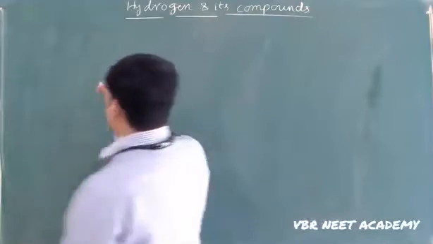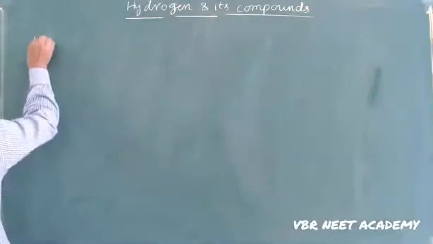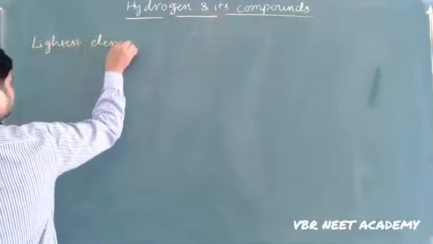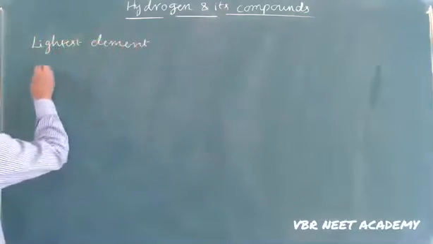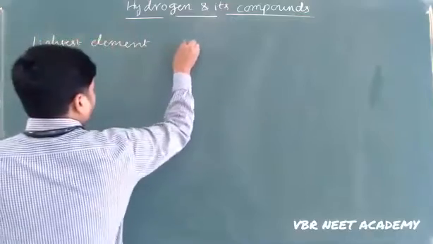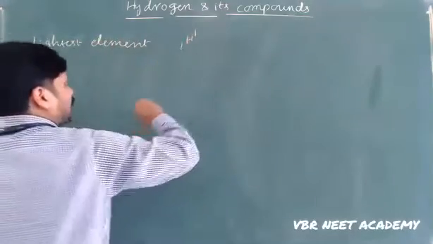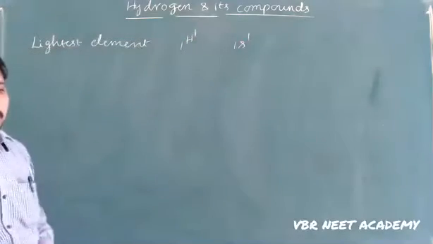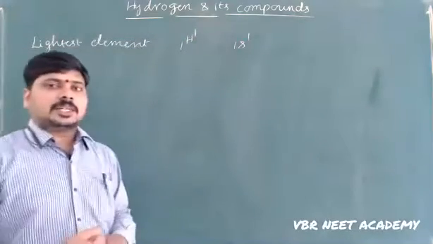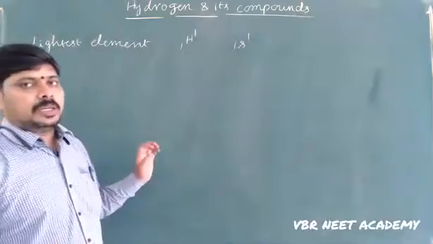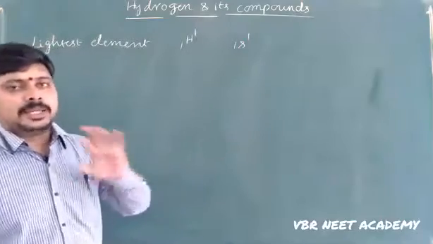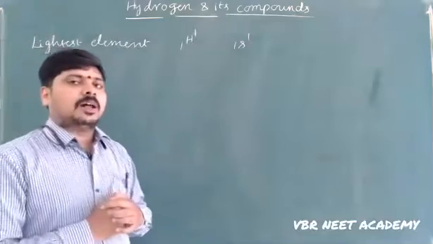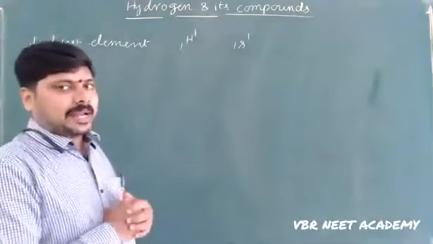So what is it going to be? The lightest element. And if you are taking the electronic configuration, 1H1 we are going to represent, and it is going to show 1s1 electronic configuration. This electronic configuration of hydrogen is going to make it very peculiar in its position. So first of all, what problem are we having with hydrogen?